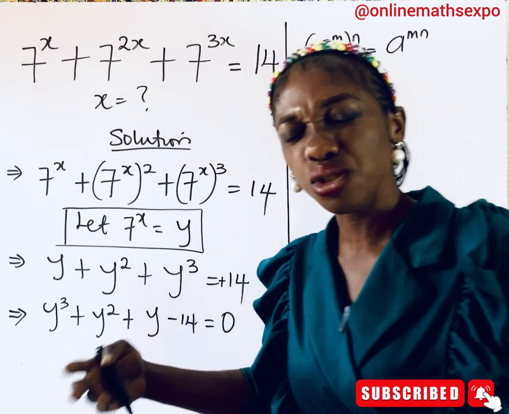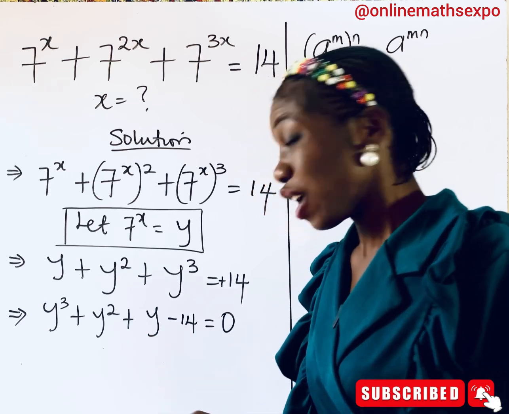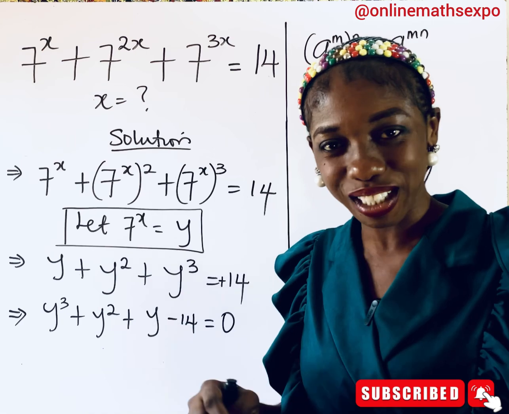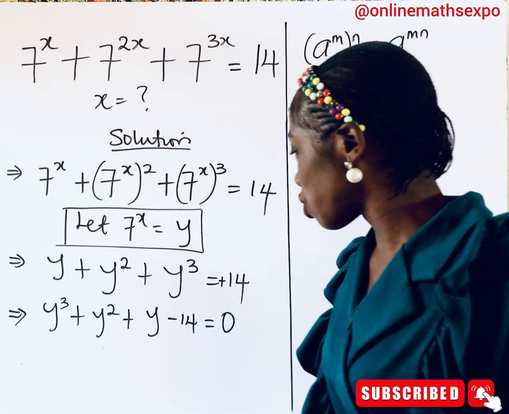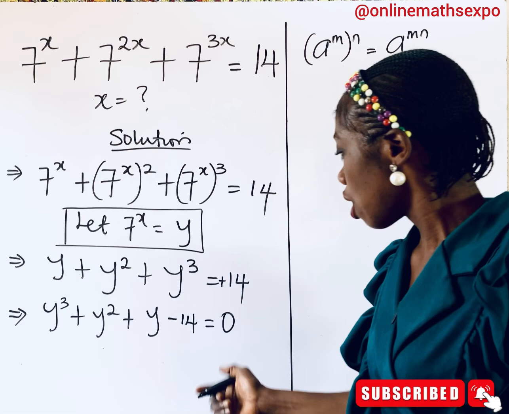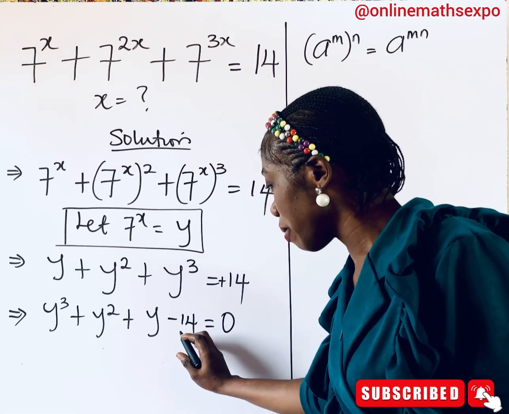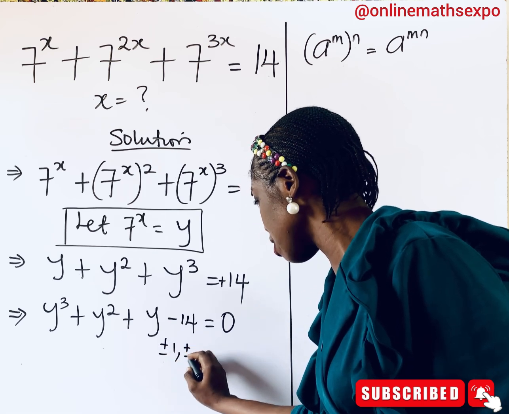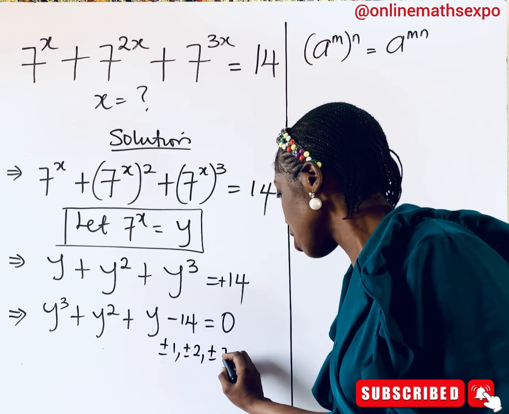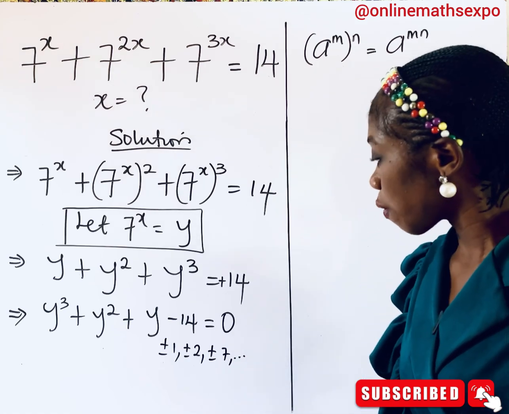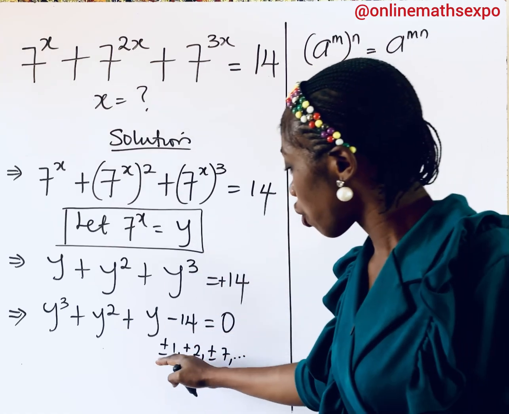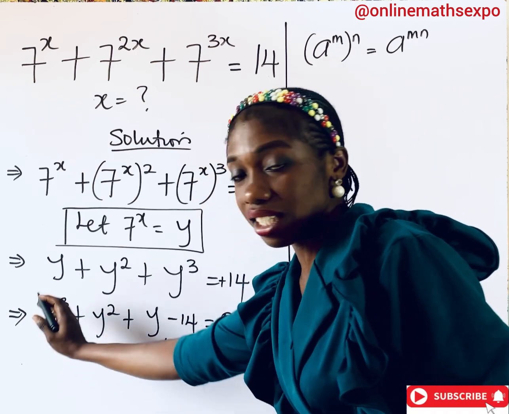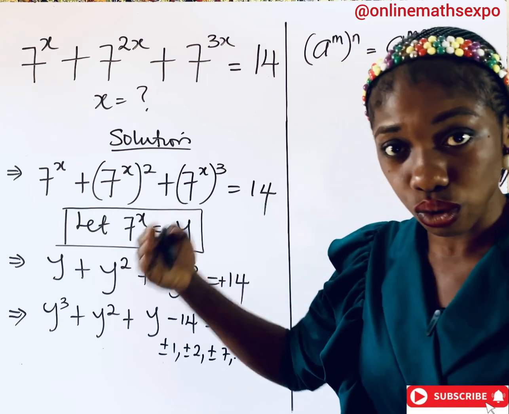Now, at this point, you can choose any convenient method to solve this. Join me as I show you how to use the trial and error cum factor method to solve this. Now, what we do here is we are going to list out the numbers that can divide this 14. Okay, we have negative and positive 1, negative and positive 2, negative and positive 7, and the rest of them. Now, we are going to try which of these values we can substitute at the left side of this expression to make it equal to 0.